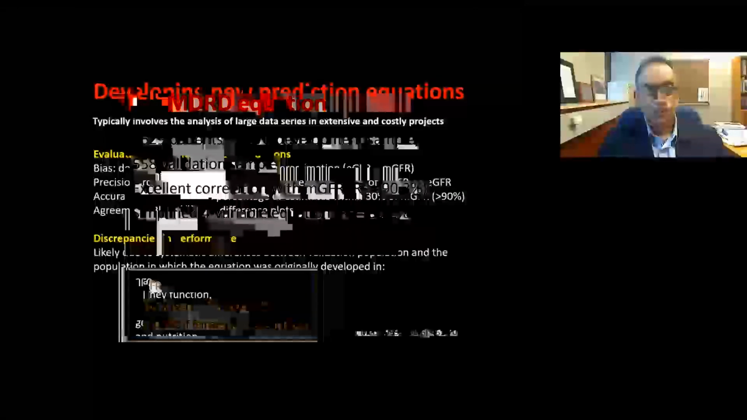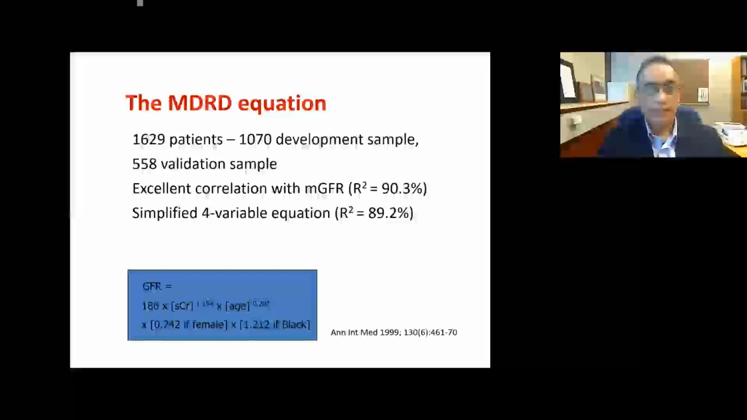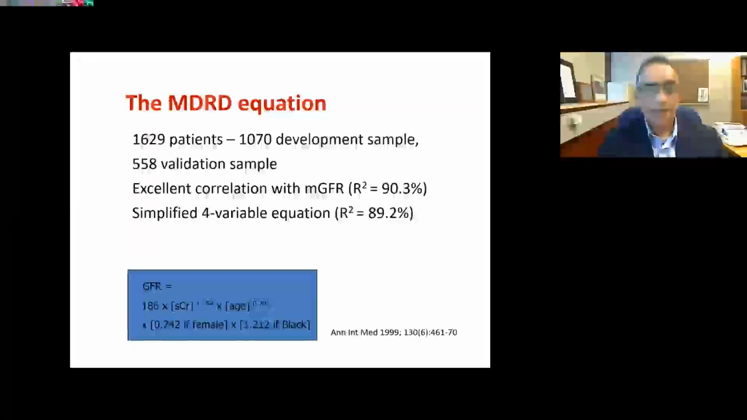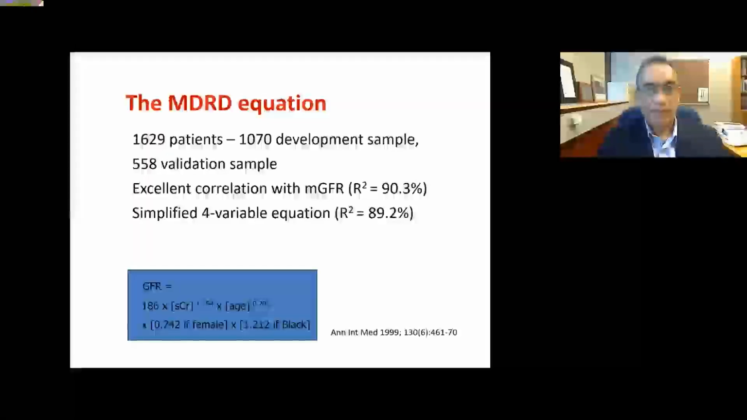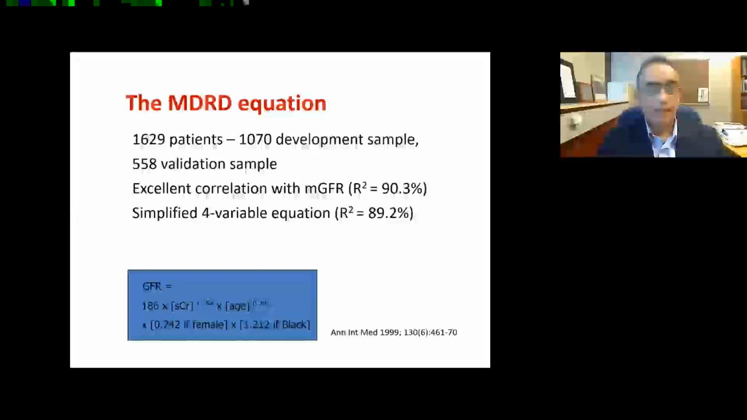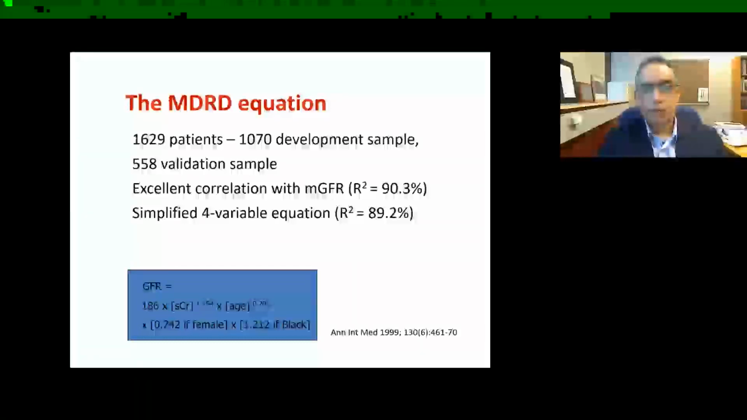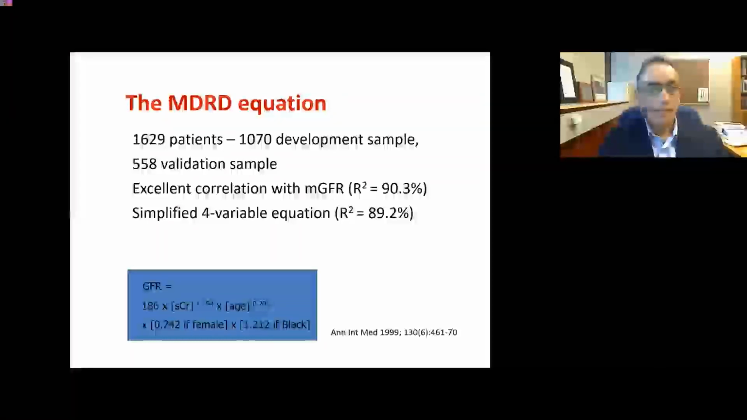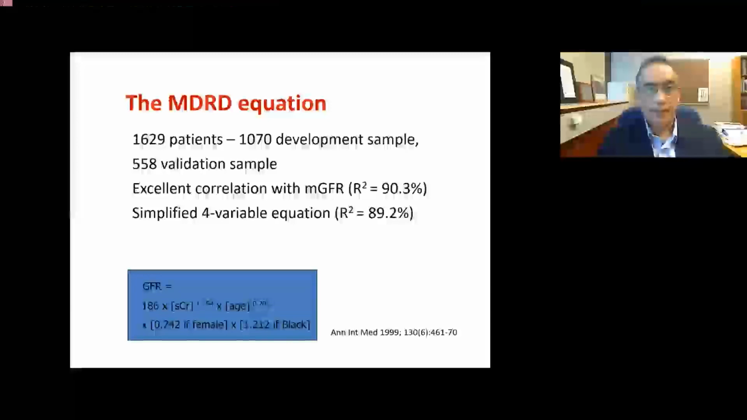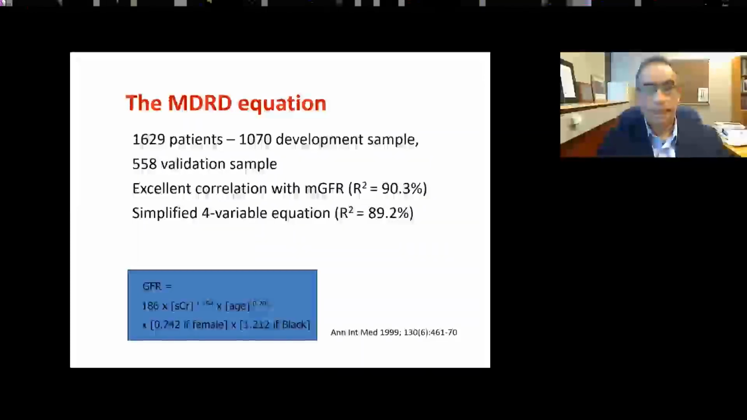The MDRD equation came along in 1999. It was developed during the course of the Modification of Diet in Renal Disease study, hence the name, in about 1,600 patients. Two-thirds of the patient samples were used to develop the equation and one-third to test it. And it has an excellent correlation with measured GFR.